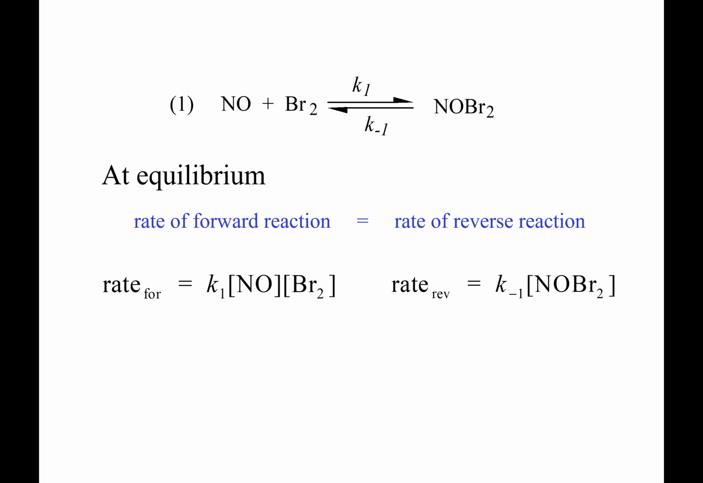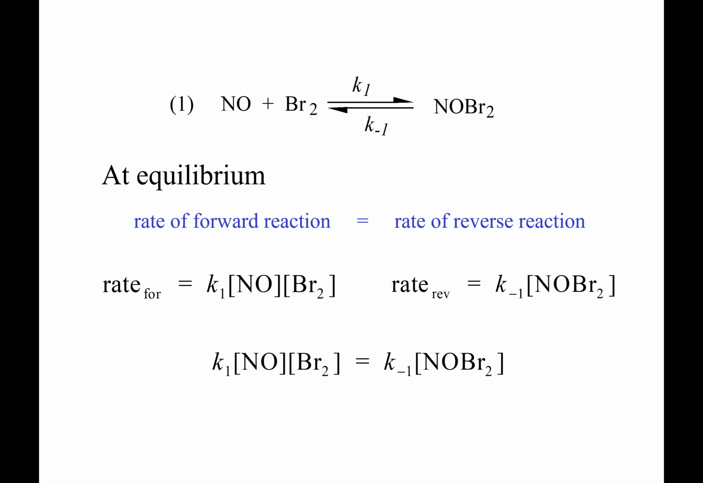Well, we said that if it's at equilibrium, the rate in the forward direction is equal to the rate in the reverse direction. So the next thing I'm going to do is set these two quantities equal to each other because it's at equilibrium. K1 times the molar concentration of NO times the molar concentration of Br2 is equal to K negative 1 times the molar concentration of your intermediate.